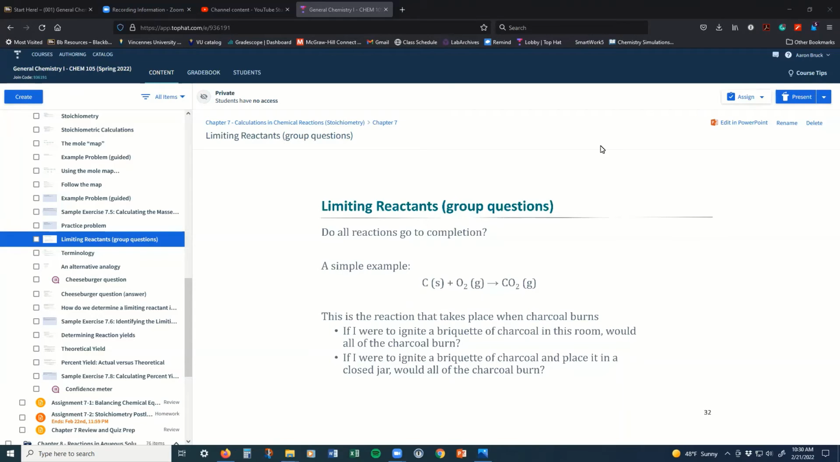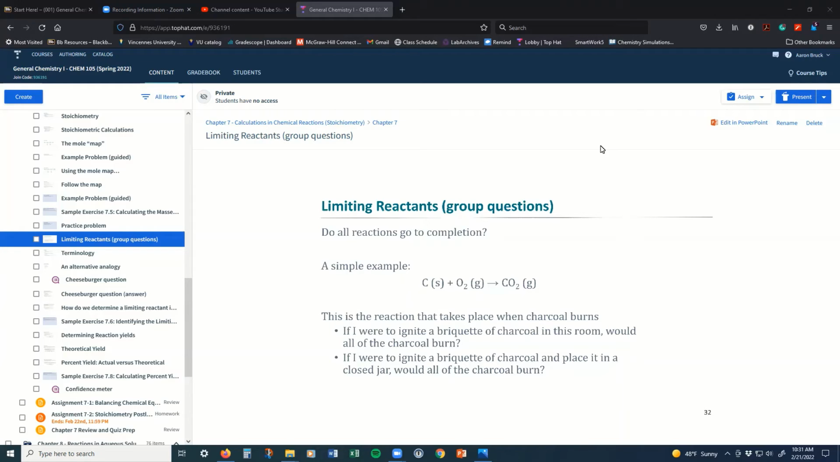Let's say that we are burning charcoal. Carbon in the presence of oxygen makes carbon dioxide. So that's basically what happens when charcoal burns. Now, if we were, say, to ignite a brick of charcoal in a big open room, it would be pretty safe to assume that all of the charcoal would burn, right? It'd be very unlikely that it wouldn't. But we also understand that if we took that same brick of charcoal that was on fire, put it in a jar and closed up the jar, the charcoal probably would eventually snuff out. The fire would stop and there'd be a bunch of unreacted charcoal left over.